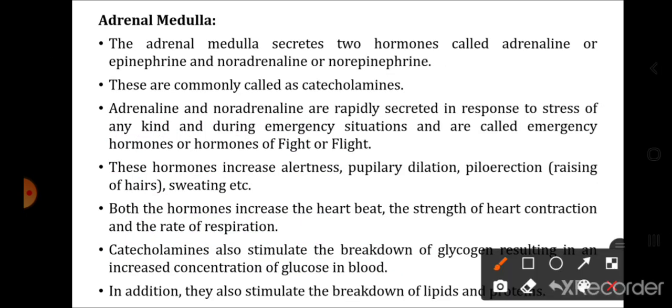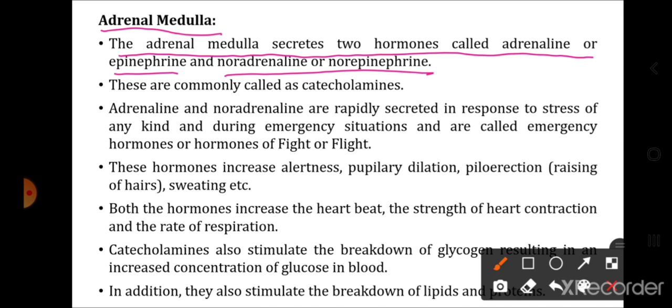So first of all, adrenal medulla. The adrenal medulla secretes two hormones called adrenaline or epinephrine and noradrenaline or norepinephrine. So two hormones are secreted by adrenal medulla. One is adrenaline and another one is noradrenaline. Adrenaline is also called epinephrine, noradrenaline is also called norepinephrine. Though these are two hormones, the effect produced by both these hormones is similar, and together they are commonly called catecholamines.